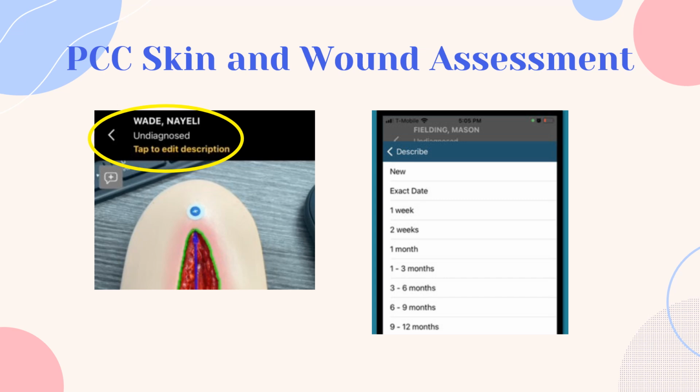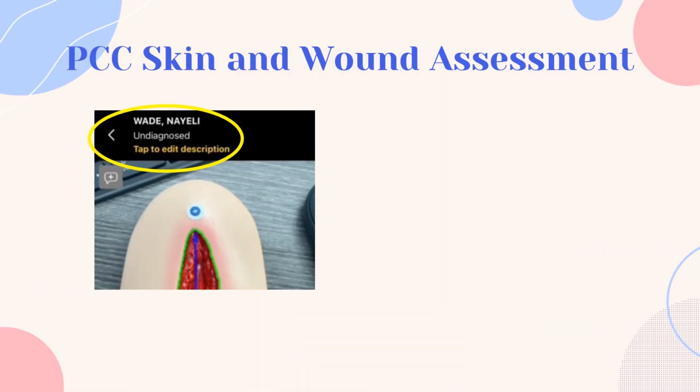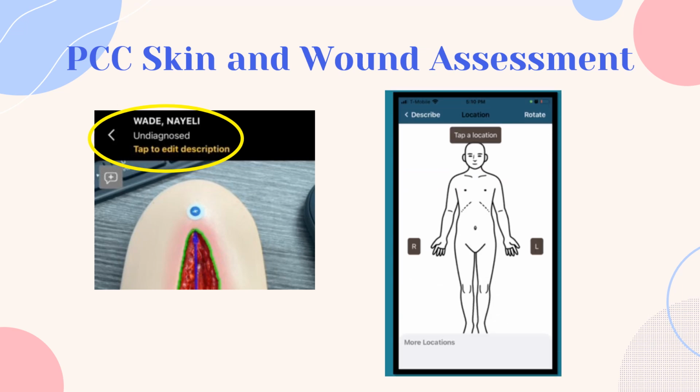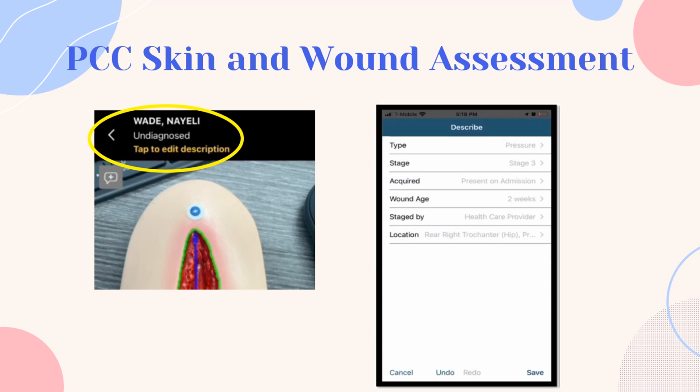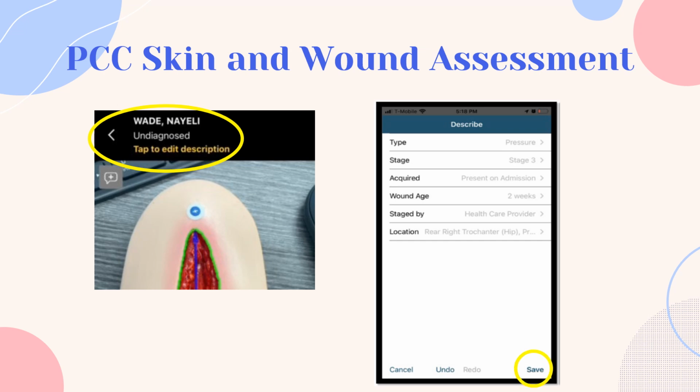Age. Indicate how long the wound has been present. Location. The location of the wound must be set. It is crucial to ensuring consistent appropriate documentation and ease of reassessment. Using the body diagram, tap on the location of the wound. Use the rotate button in the top right corner to flip the body diagram over for more locations. Once all descriptors have been entered, tap Save in the bottom right corner.